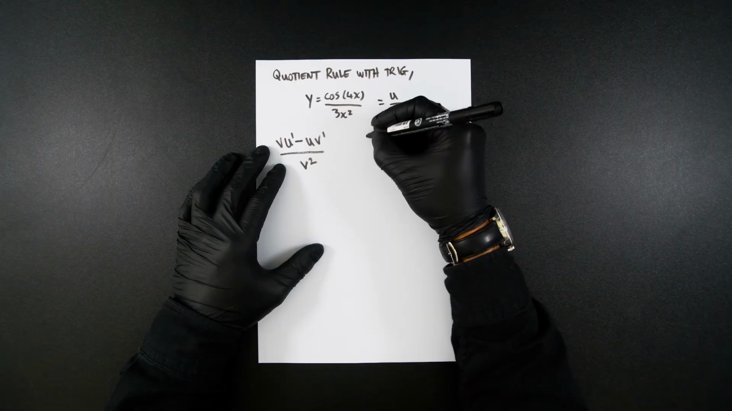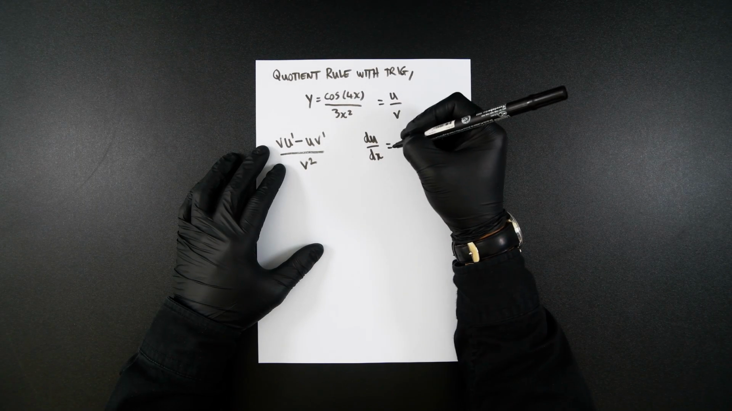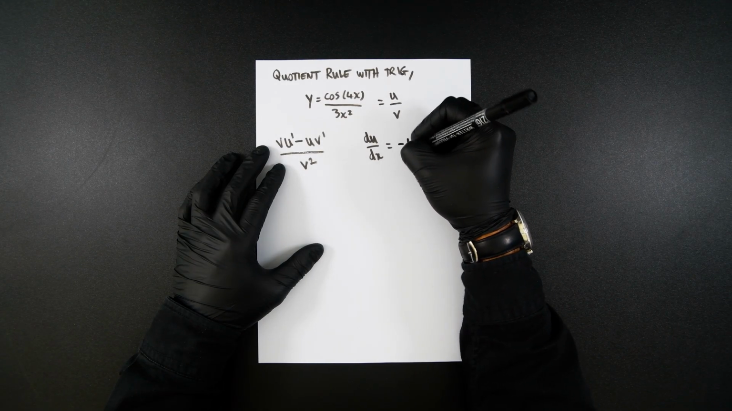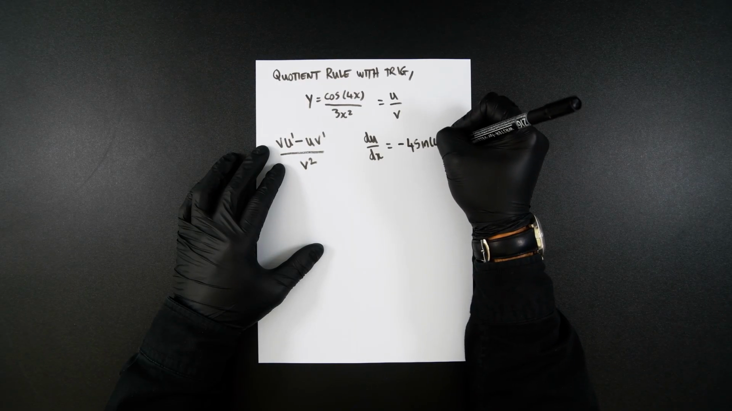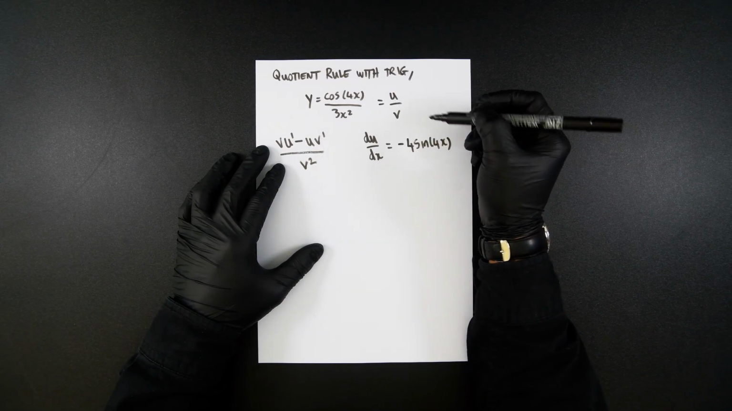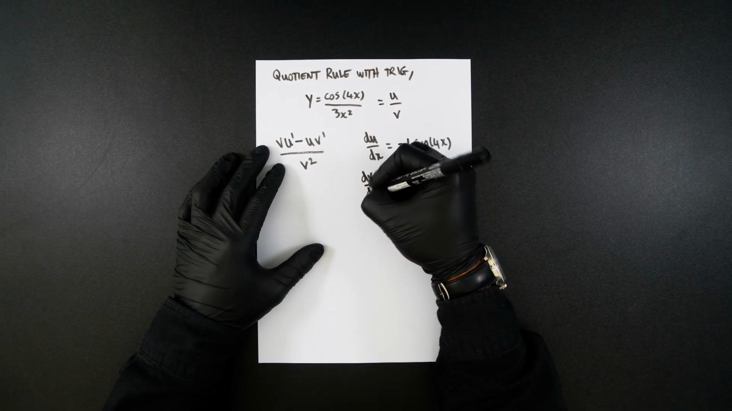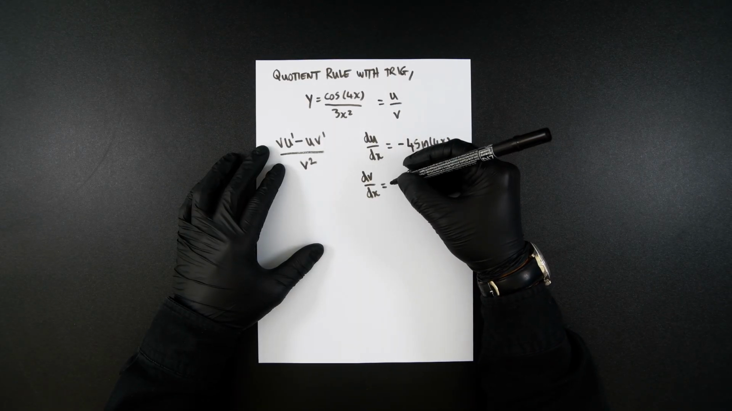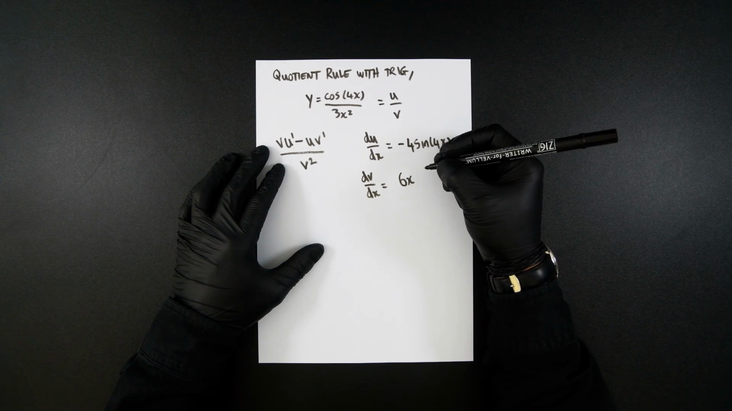So let's first do du/dx, which is going to be minus 4 sine 4x. I've used the chain rule there. And dv/dx, which is 3x squared differentiated, which is pretty simple, so it's 6x.